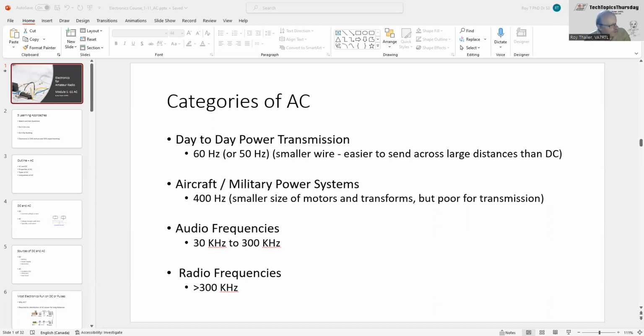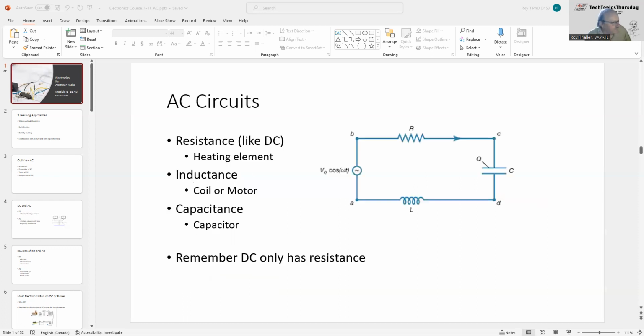But it's difficult to transmit 400 hertz for long distances because of the inductance that's created. There's a big difference in inductance, or inductive reactance, which I'll explain shortly, between 60 hertz and 400 hertz. So typically, you can only have a building running on 400 hertz. You can't really send it too far. And then audio frequencies are from 30 kilohertz to 300 kilohertz, and radio frequencies are greater than 300 kilohertz. And we'll talk about band plans next week.